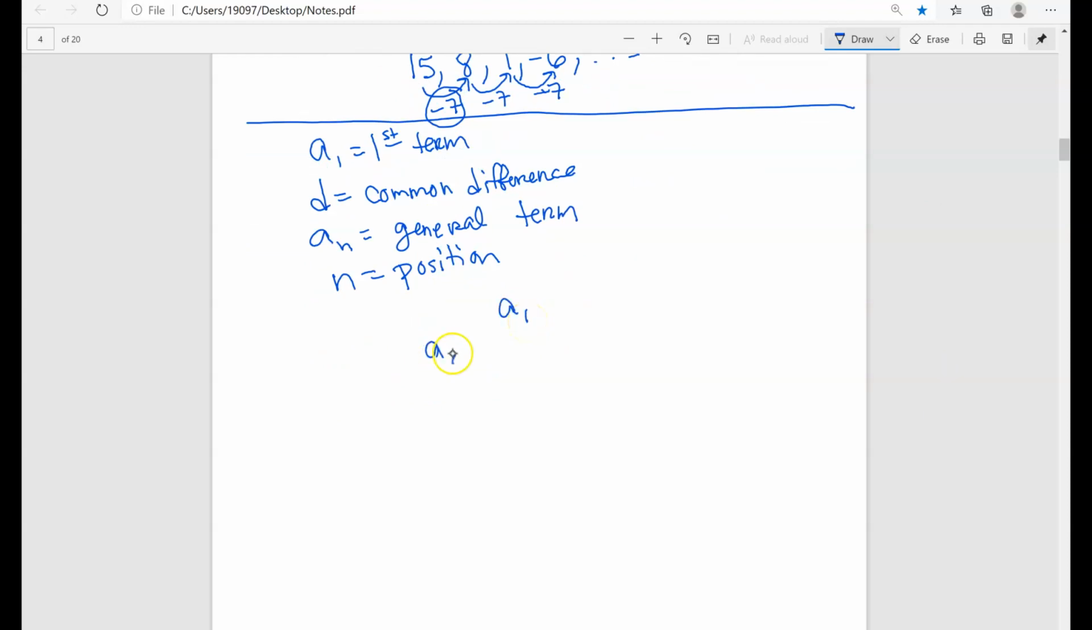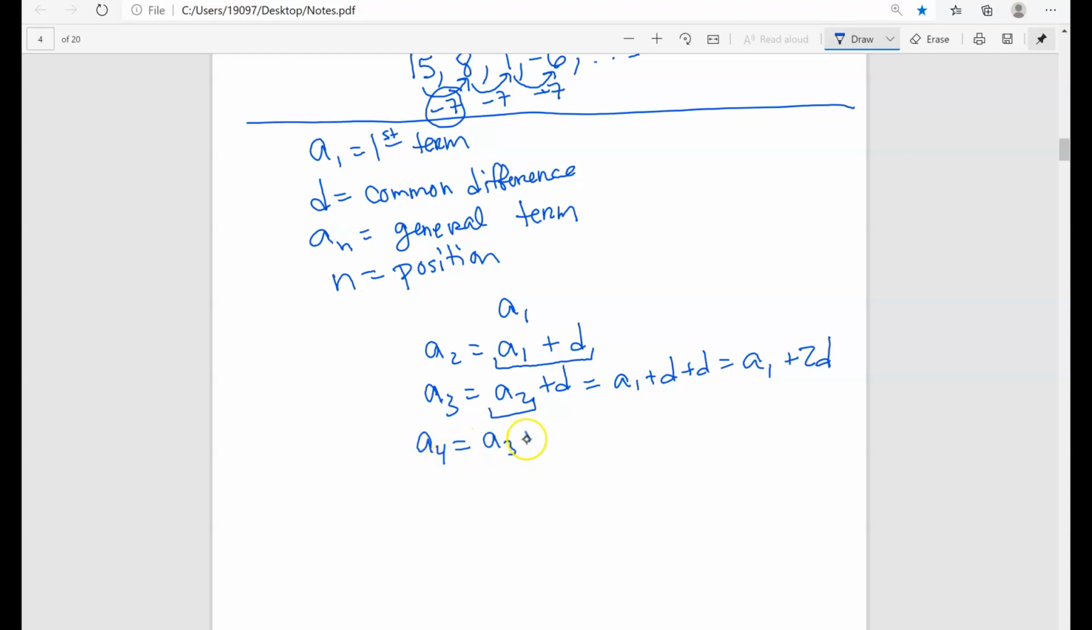So how do I get a2? Well, a2 is basically you take the first term and add the common difference, d. Okay, how do you get the third term? Well, you take a2 and add d. But do we know what a2 is? a2 is just a1 plus d. So that's a1 plus d, and then we have an extra d there. So that's going to be a1 plus 2d. All right, cool. How do we get the fourth term? Well, the fourth term is taking a3 and adding another d. Do we know what a3 is? Yeah, we just figured it out. That was a1 plus 2d, and then you have this extra d there. So you have a1 plus 3d.